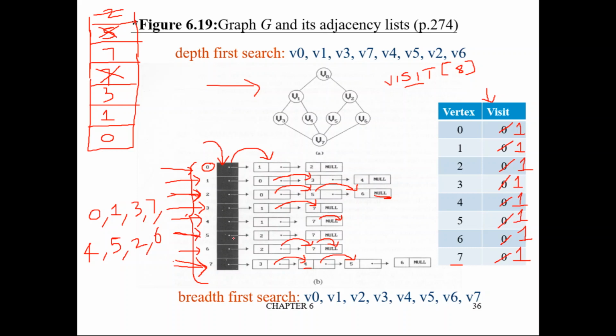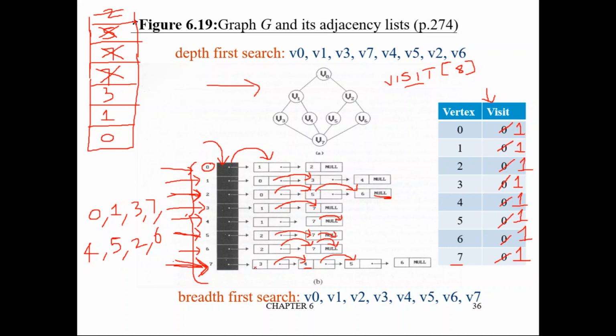Again check in 5. What is there? 2. Is 2 visited? Yes. Then go next. 7. Is 7 visited? Yes. Then go next. Null. So whenever null, pop. When you pop, what will come out? 7 will come out. It means currently our control is in 7.